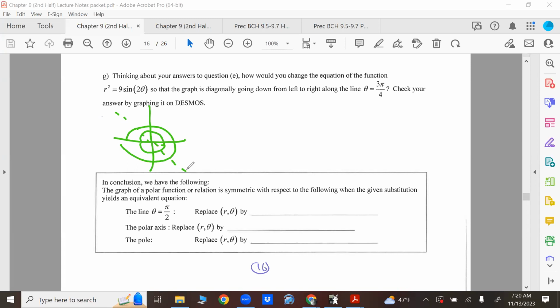So what you could do is something like this. r squared equals 9 sine, and it's going to be kind of like a horizontal shift or transformation. You rotate 90 degrees, basically. Or this will work too.